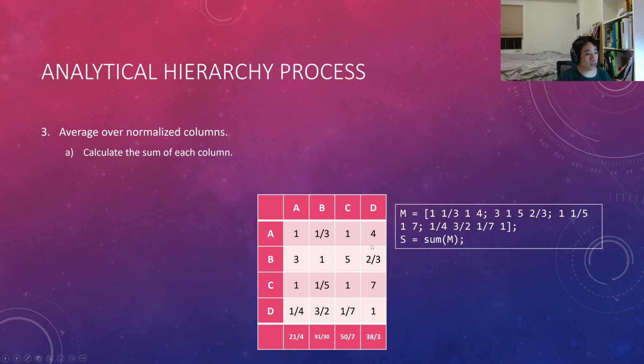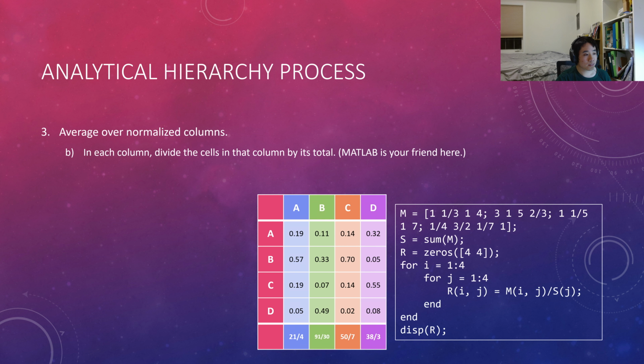So we sum up the columns. Then, in each column, you divide the cells in that column by its total to get the weight in each column. If you want to, feel free to write a MATLAB code for this, okay? I've grouped each column into different colors so that you know which cell belongs to which column. It makes seeing this easier.